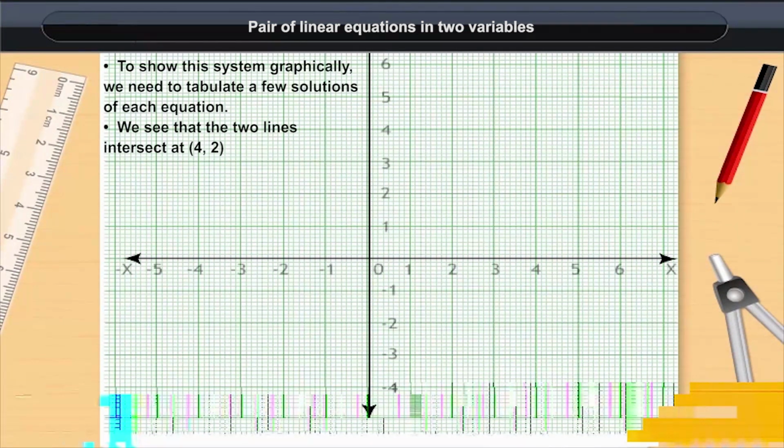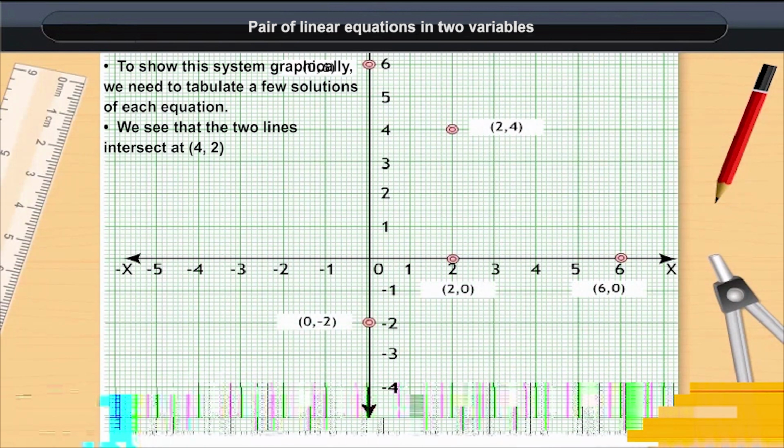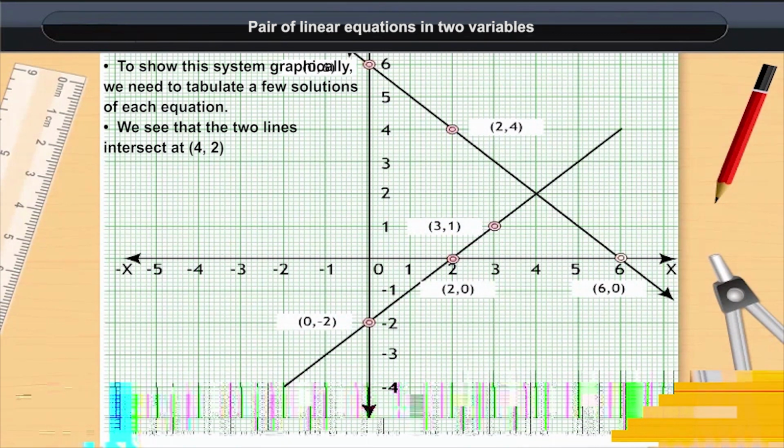To show this system graphically, we need to tabulate a few solutions of each equation. We see that the two lines intersect at (4, 2).